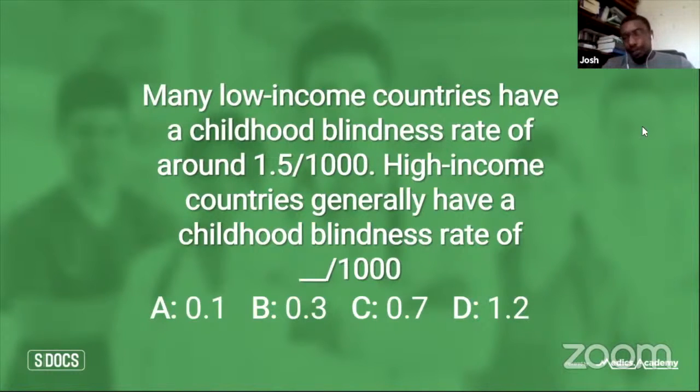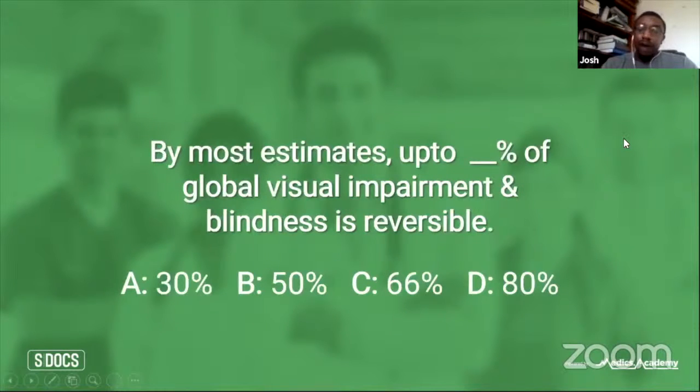So the answer for this one is 0.3. High-income countries generally have a childhood blindness rate of 0.3 per 1,000 people, a lot lower than low-income countries and childhood blindness. Finally, maybe the most important statistic to truly understand global health ophthalmology, why we intervene in global health ophthalmology, is this statistic. By most estimates, up to blank percentage of global visual impairment and blindness is reversible. 30%, 50%, 66%, or 80%.